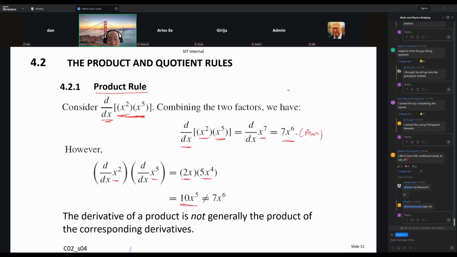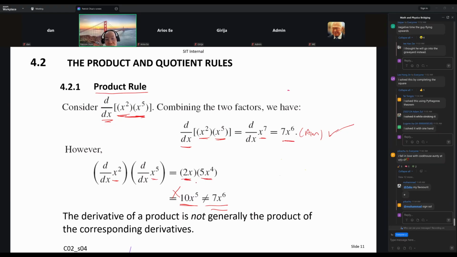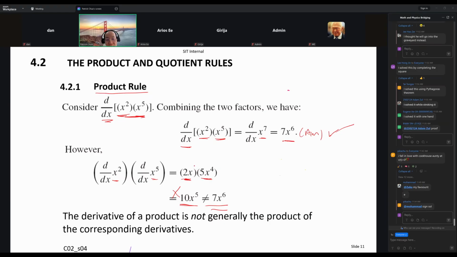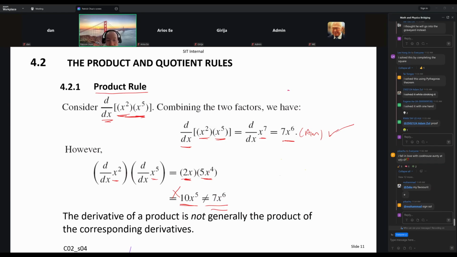You get 10x to the power of 5, which is not the same answer as 7x to the power of 6. 7x to the power of 6 is your correct answer, and this is the wrong answer, you see. So be careful. Don't differentiate them individually, because they are a product. Don't differentiate them individually unless they are added together, 2x plus 5x4. Then you can differentiate them individually using the power rule. So don't make this kind of mistake.